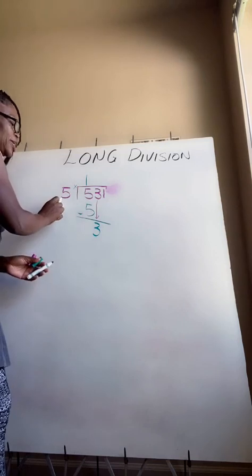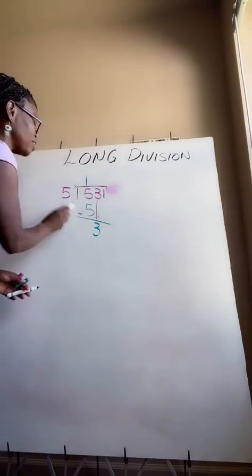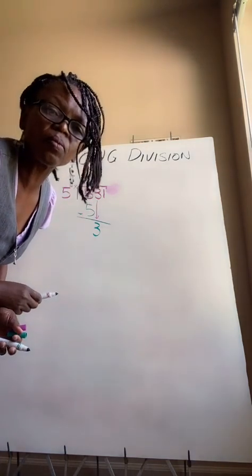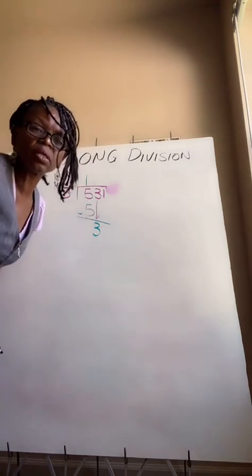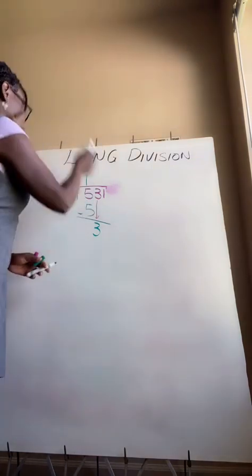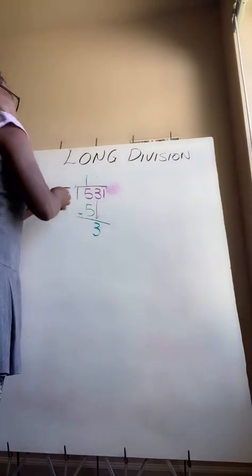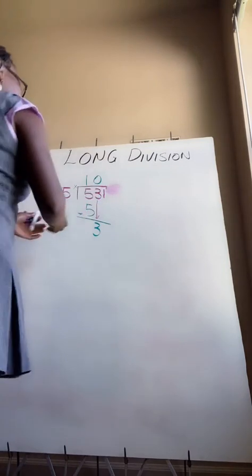And we will say how many times does 5 go into 3? How many times? 0.